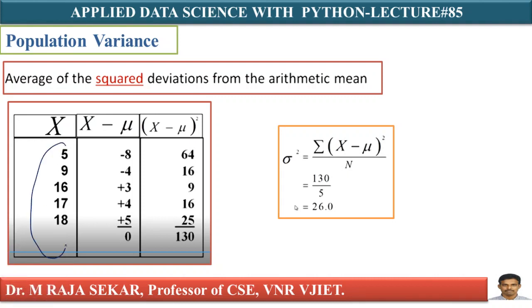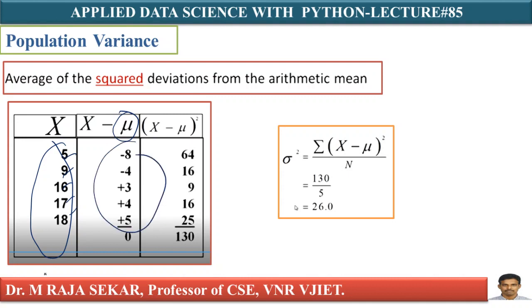Just see, I have a data set: 5, 9, 16, 17, 8. We know how to calculate mu. I already discussed it: 5 plus 9 plus 16 plus 17 plus 8, divided by 5, since there are 1, 2, 3, 4, 5 numbers. That's the population, so I am dividing by 5, and you will get mu as 13. We calculated this in my previous lecture. Then 5 minus 13, 9 minus 13, 16 minus 13, 17 minus 13.